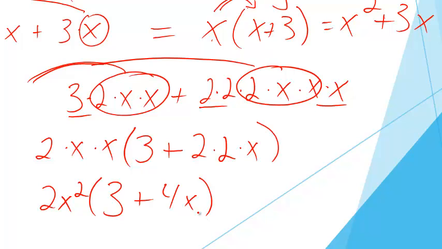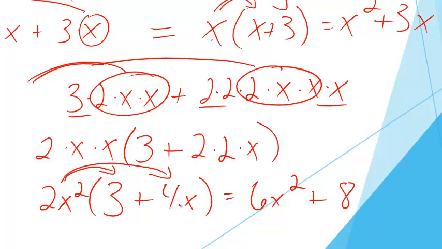And then just to double check that this is correct, let's distribute. So 2x squared times 3, that's 3 times 2 is 6, so that's going to equal 6x squared, plus 2x squared times 4x will be 2 times 4, that's 8.